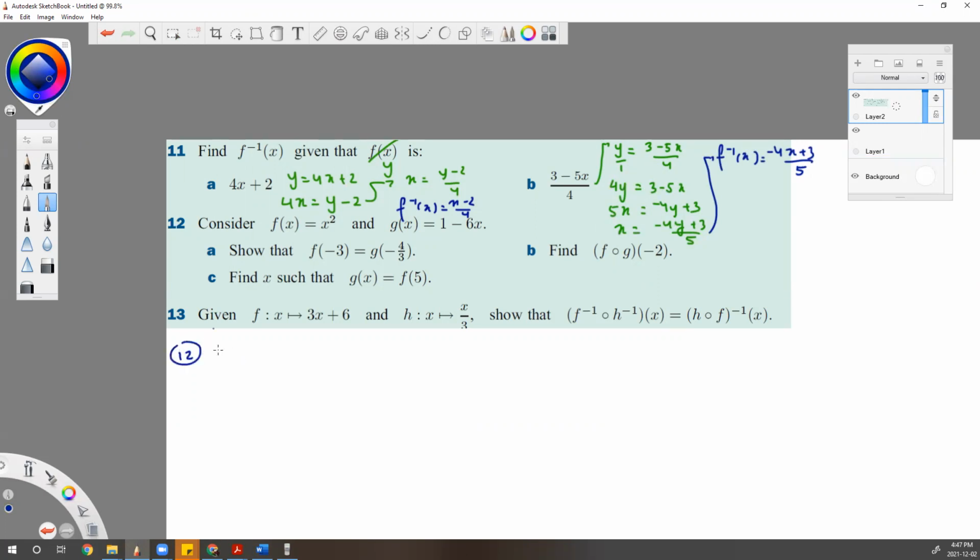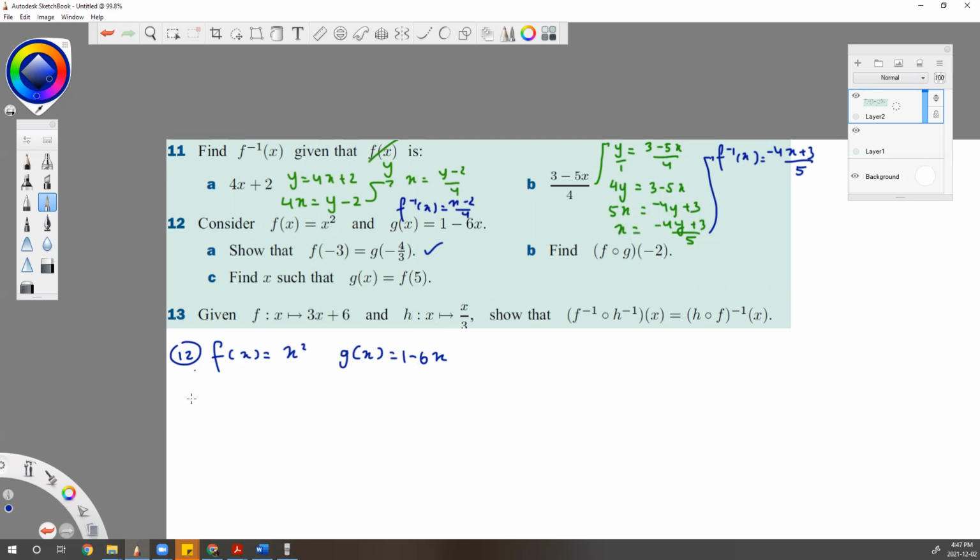Number 12, I mean. I just read it one more time. Okay. So show that x equals f negative 3 equals g 4 over 3. I think we can do this. Just focus: f of negative 3 is 9. g of 4 over 3 is 9 also. Okay, don't think about that. Find x. Oh, find fog 2.